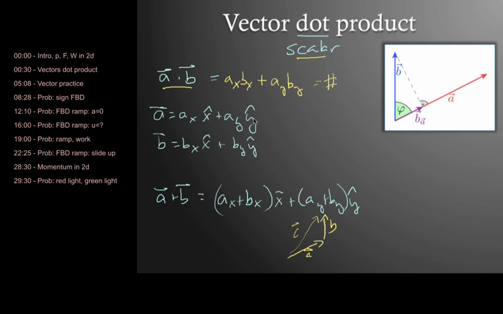And what this number is, it tells you the projection of B onto A, or A onto B. Basically it tells you how much is one of these vectors in the direction of the other one. So that may sound a little confusing. So let's make another example.